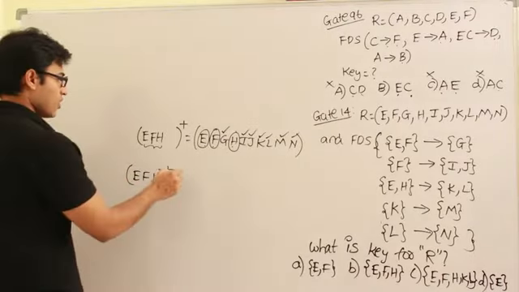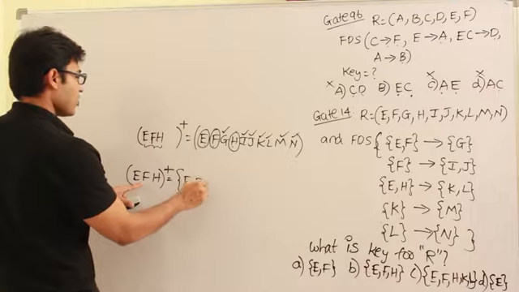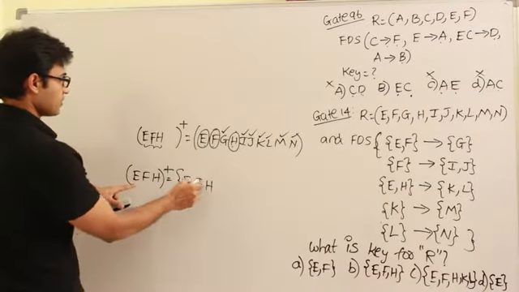Now let's see what happens if I have E, F and H. So one thing is, by having E, F and H, I am already including E, F and H on the right hand side, right?